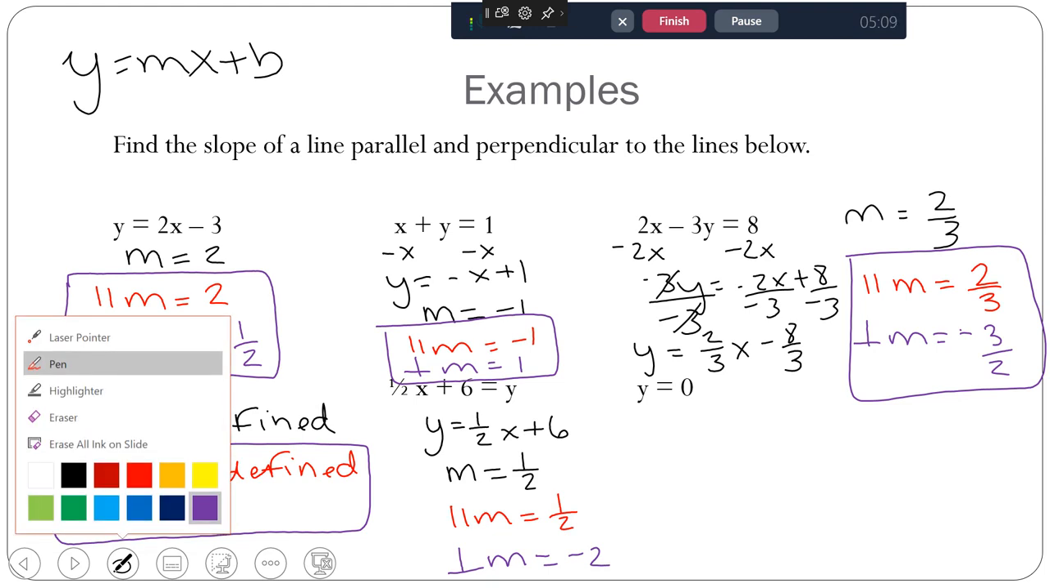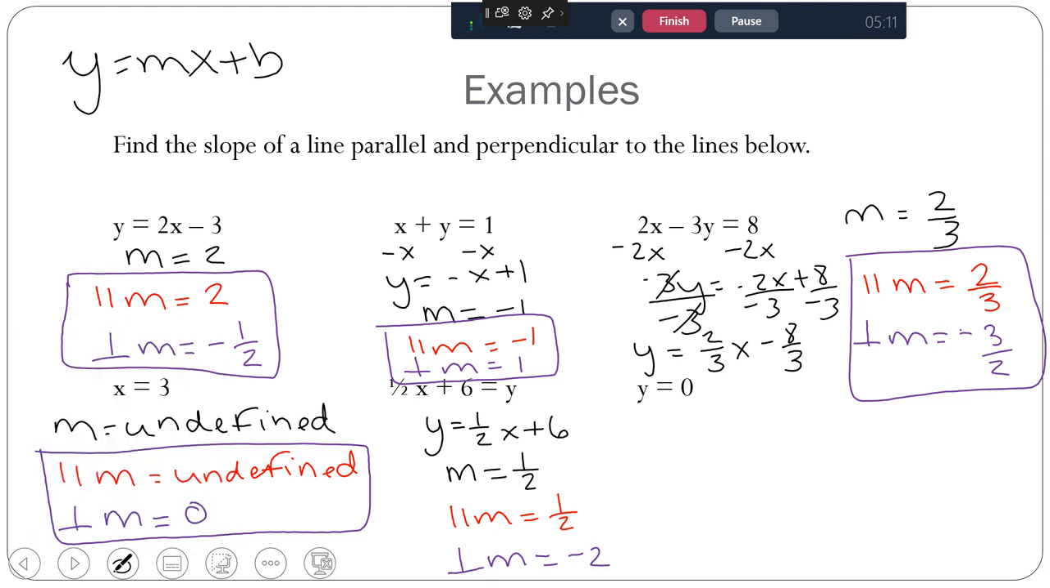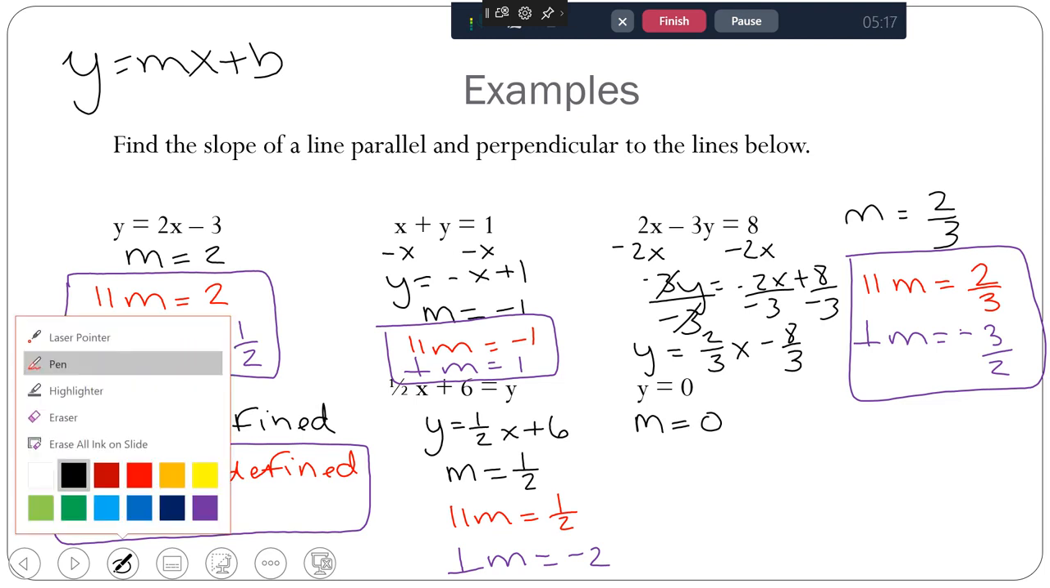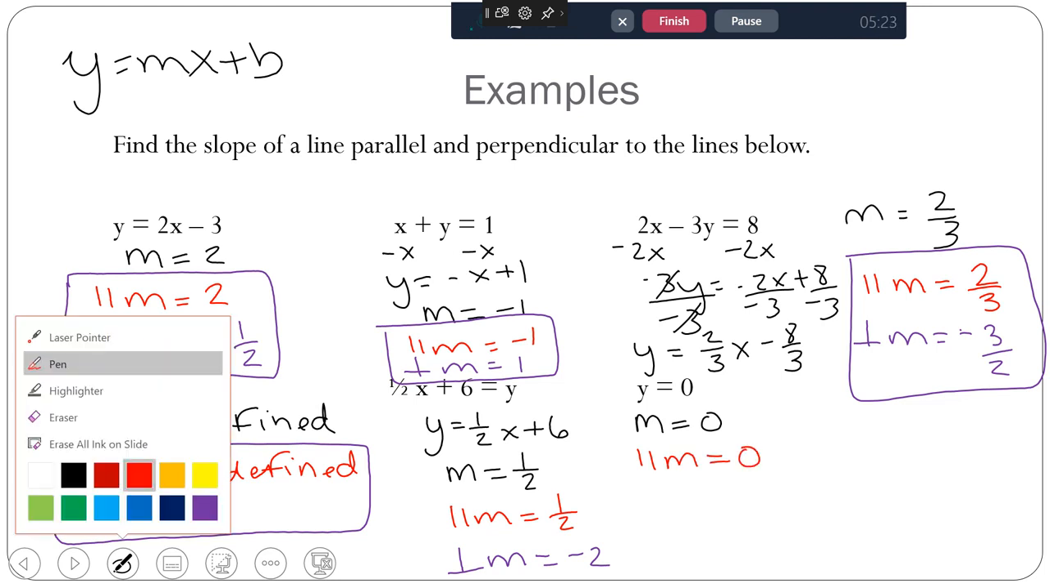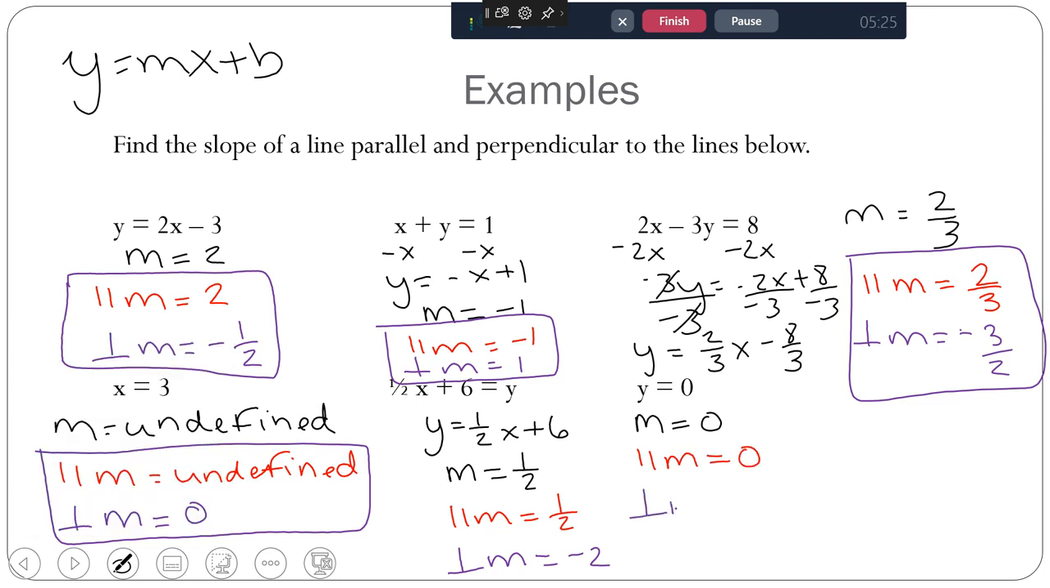We have another special case here where my current m is 0 because we have y equals a number, that is a horizontal line. That means that my parallel slope is also 0. And our perpendicular slope then is undefined.